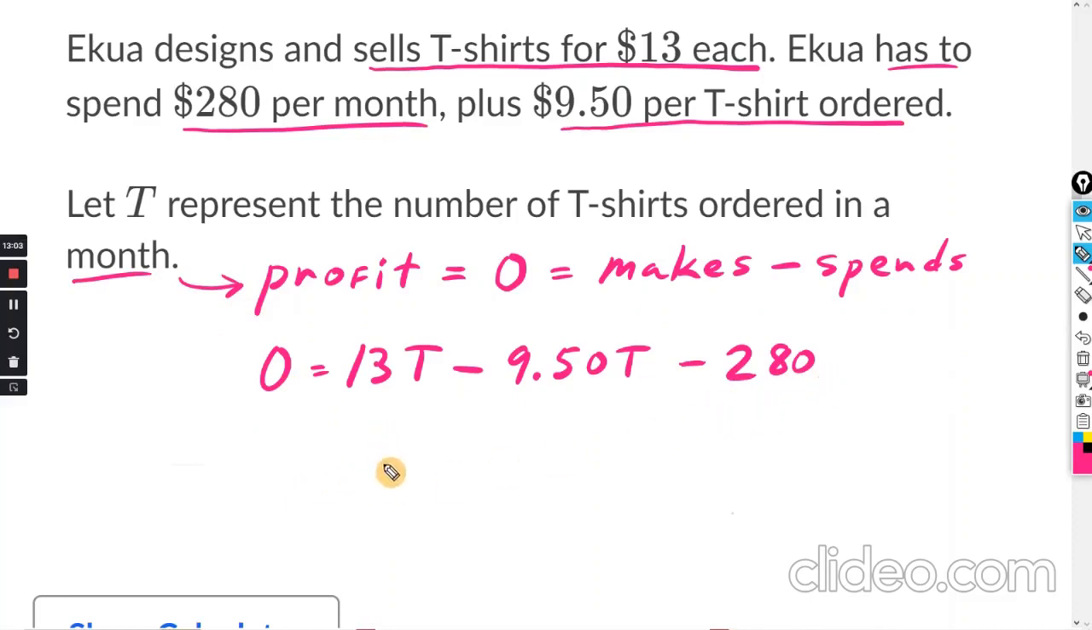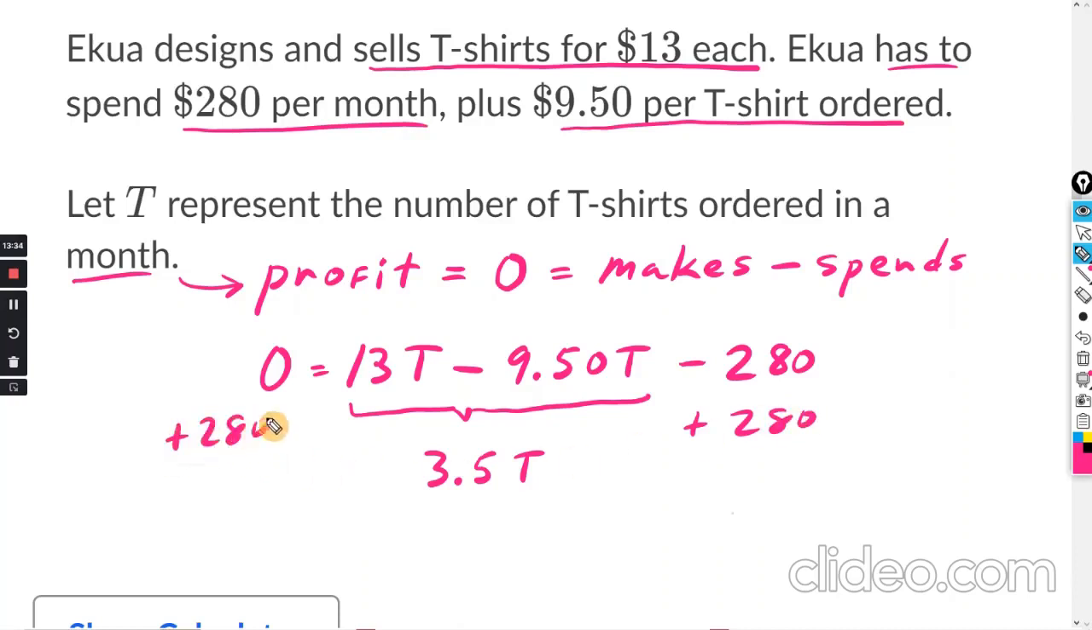All right, so let's see. We want variables on one side and numbers on the other. So I'm going to combine these two. Okay, 13 minus 9.5 is going to be 3.5. And that's times T. And since the variables are on the right side, I want the numbers on the other side. The opposite of negative 280 is positive 280. So I'm just going to add that to both sides, and it cancels here. 0 plus 280 is going to be 280.